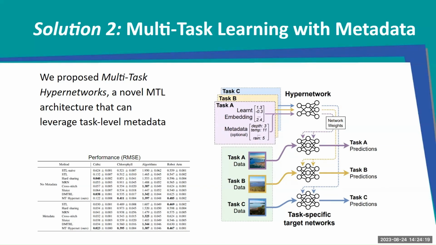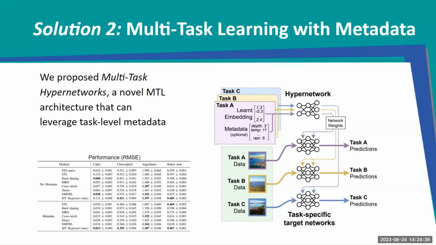Just to briefly summarize the architecture here, we've got a hypernetwork, which is shared among all tasks. And a hypernetwork is a neural network that outputs the weights of other neural networks. It gets a bit confusing, but effectively we have one neural network per task, and these weights are all generated by the same hypernetwork, but the hypernetwork takes as input metadata that's specific to each task.